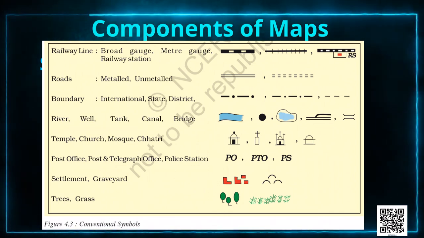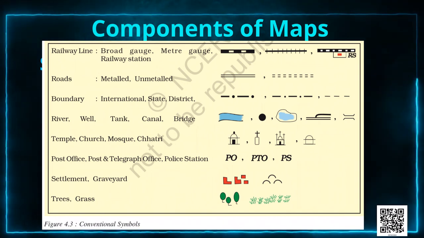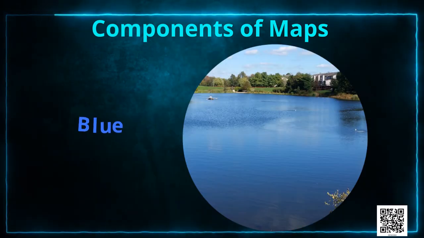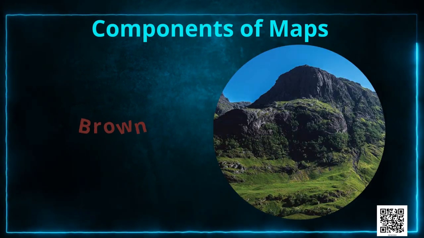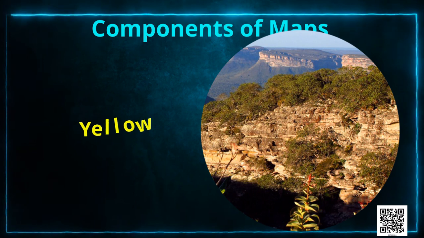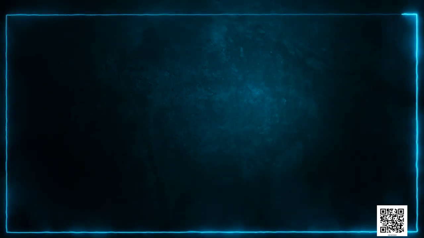Various colors are used for the same purpose. For example, generally blue is used for showing water bodies, brown for mountains, yellow for plateau and green is used for plains. So students, our next subtopic is sketch.